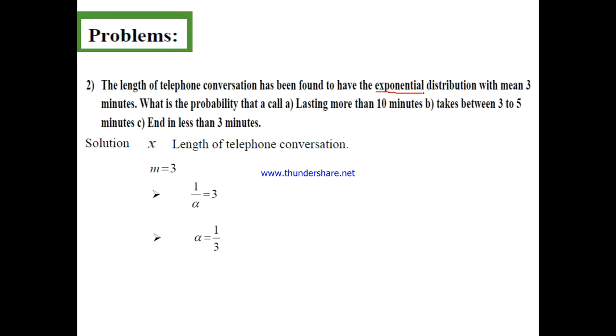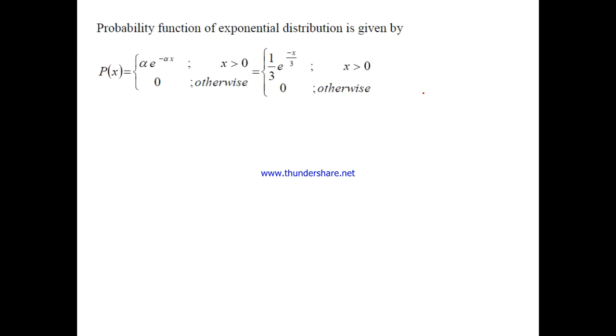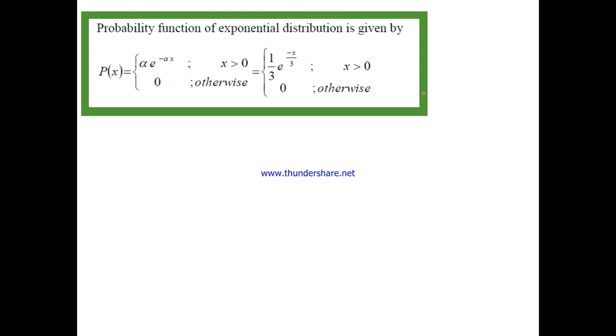Now, we have to make use of the exponential distribution probability function. This is how it is defined: alpha into e power minus alpha x for x greater than 0, and for the rest of the values the function is 0. Substitute over here. We have 1 by 3, because alpha is 1 by 3, e power minus x by 3 for x greater than 0, and for the rest of the values it is 0.